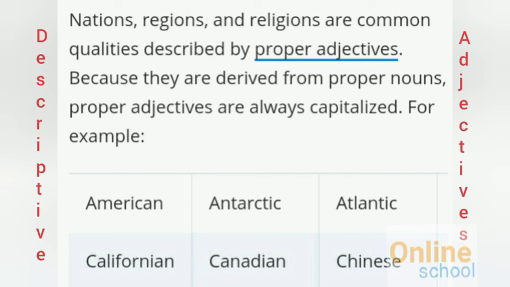Number 3. Proper adjectives. Nations, regions and religions are common qualities described by proper adjectives because they are derived from proper nouns. Proper adjectives are always capitalized. For example, American, Antarctic, Atlantic, Californian, Canadian, Chinese, Bangladeshi, etc.